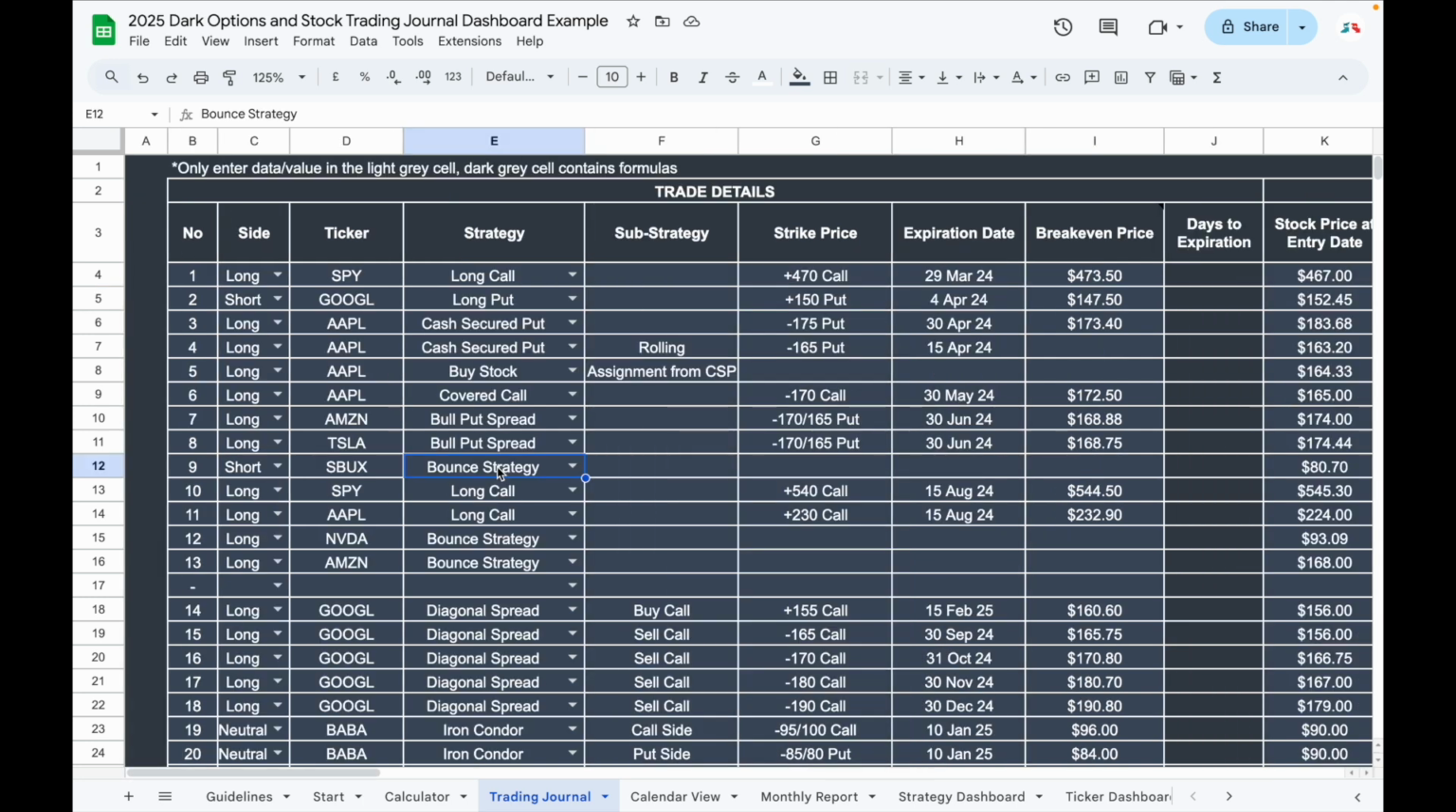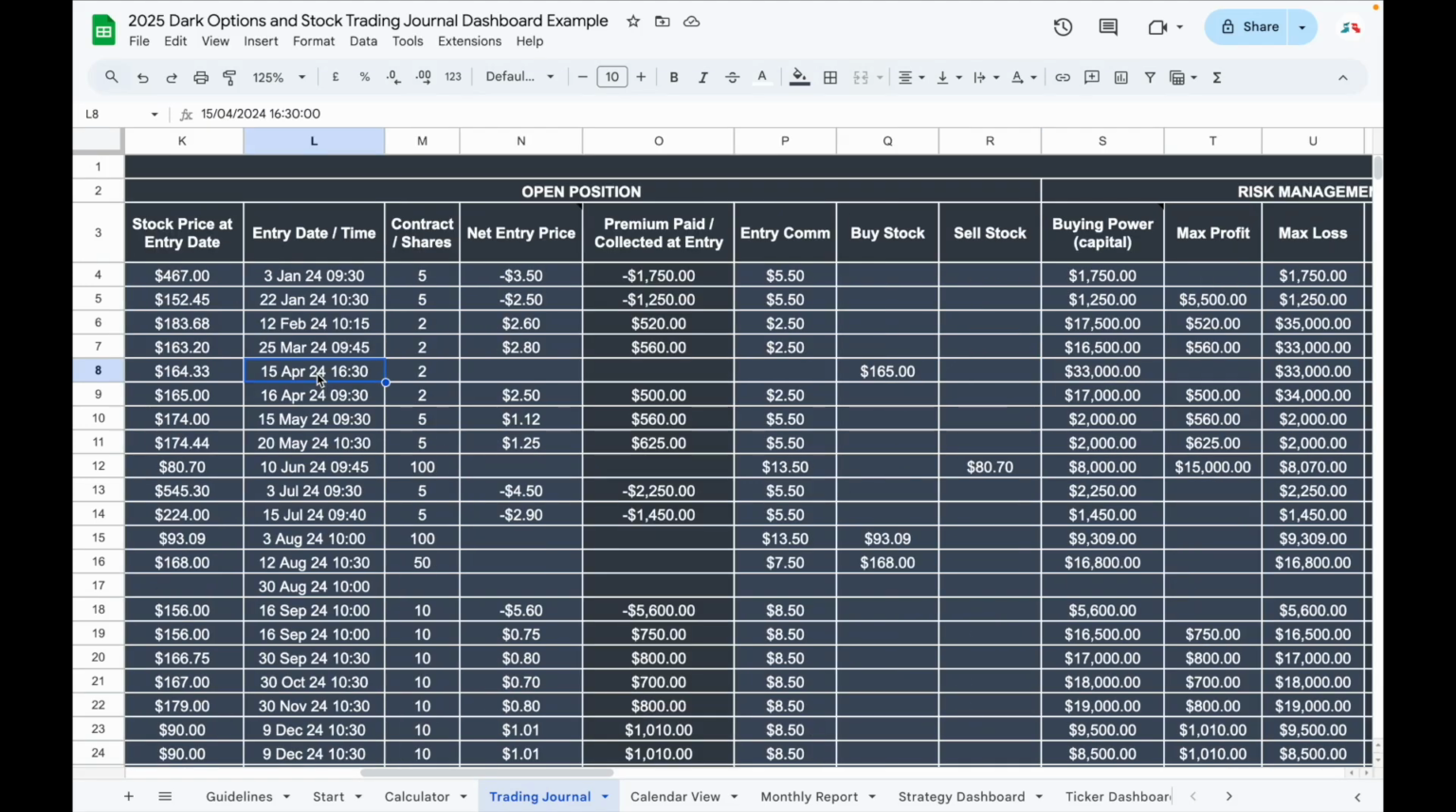Now let me show you how to input data for stock trades. For stock trades, follow these steps. First, input the trade number, select the trade direction, enter the stock ticker, and select the strategy from the drop-down list. If you receive stock assignment from selling puts, you can enter assignment from cash secured put as the sub-strategy. Ignore the strike price, expiration date, and break-even price columns.